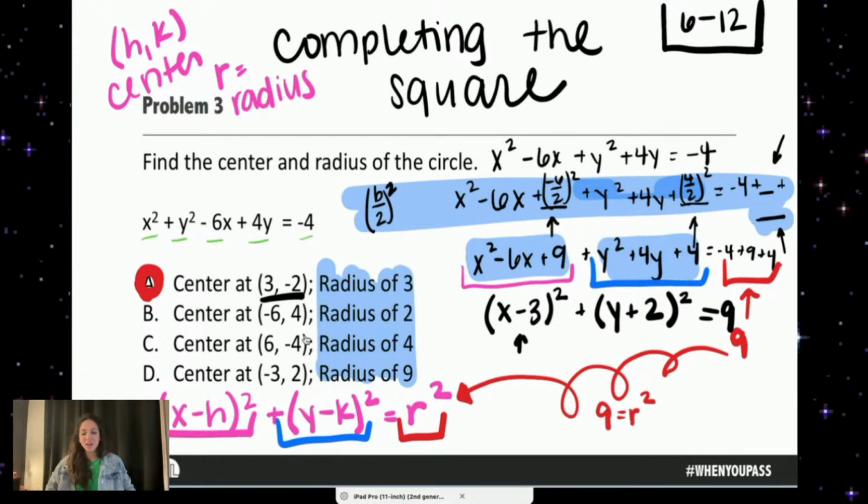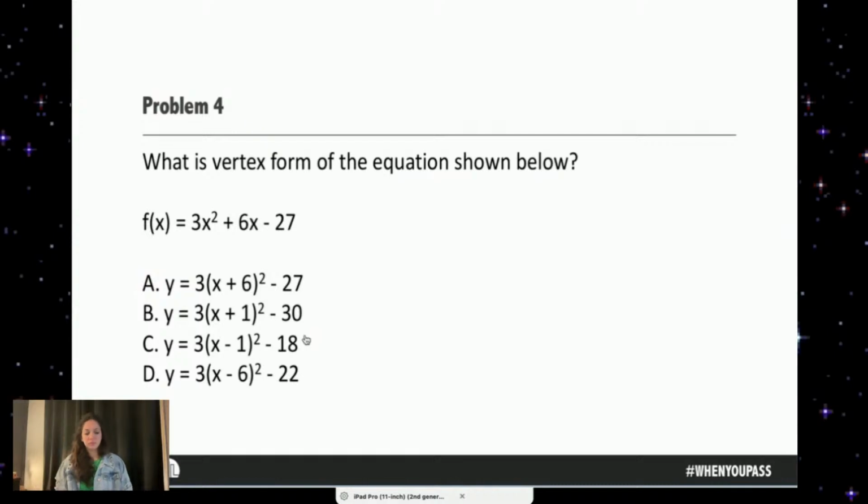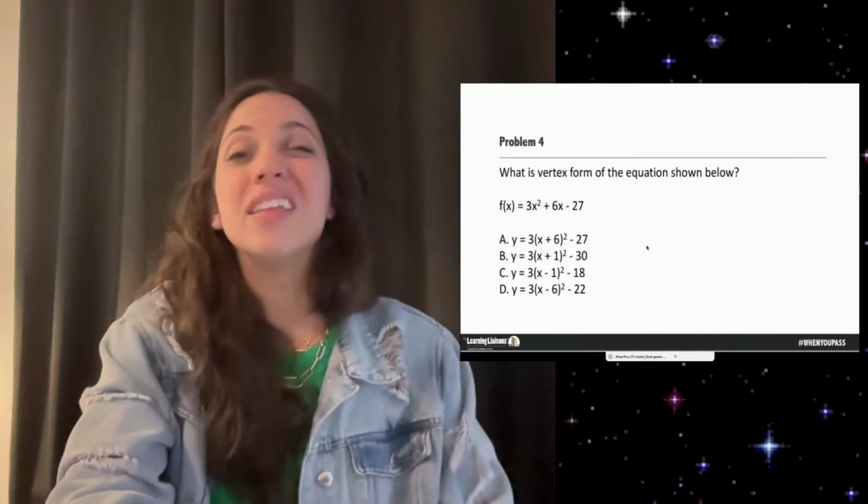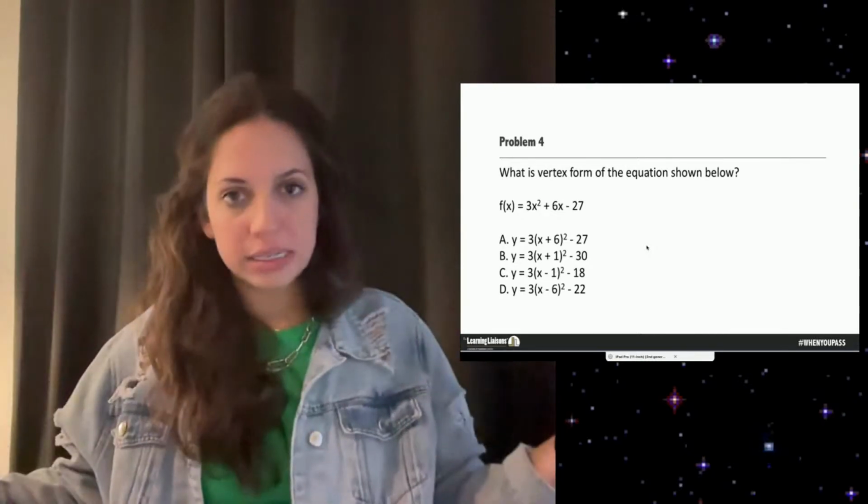All right, let's go ahead and move on to problem number 4. What is the vertex form of the equation shown below? Now, I had just finished saying you could do completing the square to solve this problem. You could. But I also just got finished saying I don't love completing the square. Completing the square is a cumbersome process.